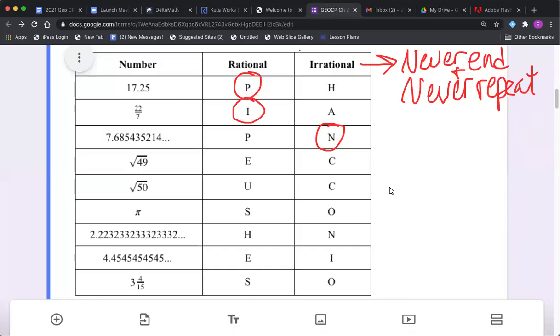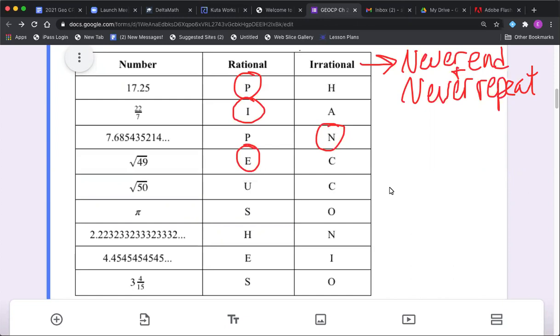Okay, so we're just going through rational and irrational, and we already said that irrationals are never going to end and they're never going to repeat. So let's look. Square root of 49, that's just 7. That doesn't never end and never repeat, so it's automatically rational. Square root of 50, though, I don't know what that is.